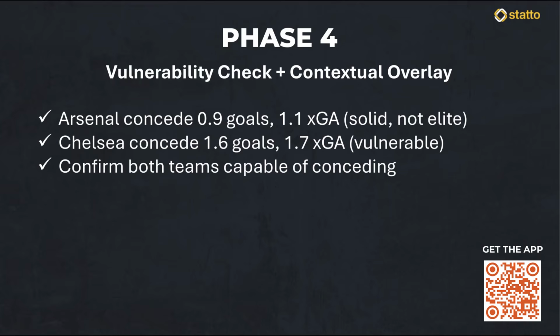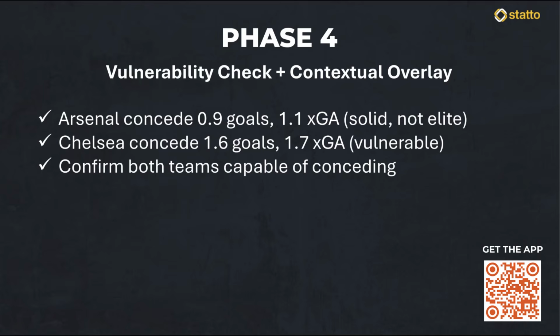In our example, we look at Arsenal's home defensive record. They concede 0.9 goals per game with an XG against of 1.1. That tells us they are solid, but definitely not elite. They allow chances. Then we look at Chelsea. They are conceding 1.6 goals per game on the road with an XG against of 1.7. This is a massive green light for us. Chelsea is incredibly vulnerable. This gives us high confidence that Arsenal will score.